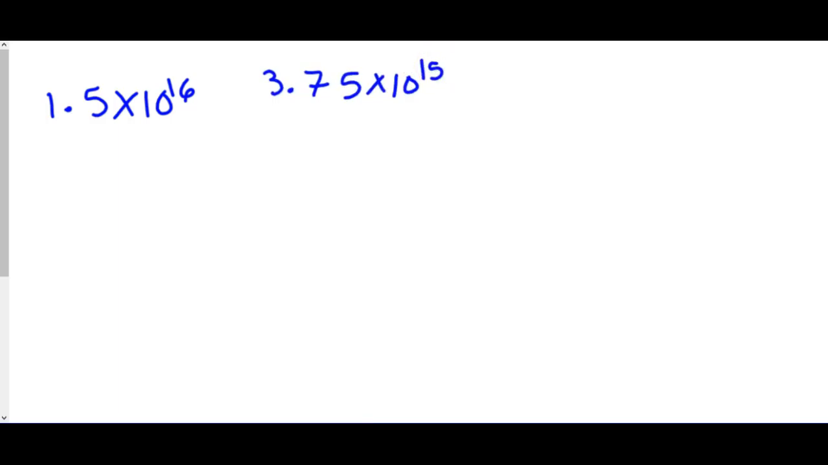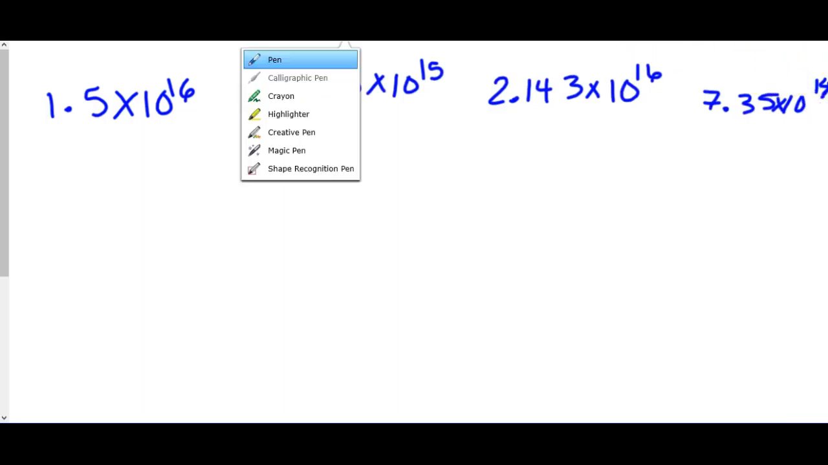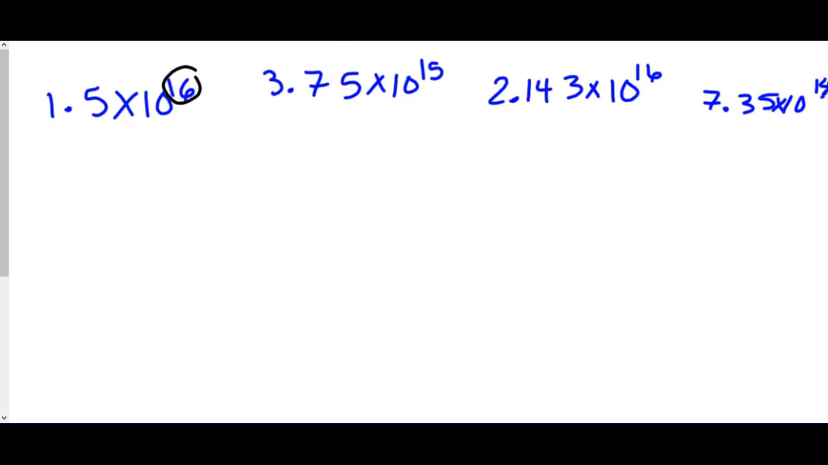We want to order them from least to greatest. So the first thing to do is to look at the exponents. The exponents can tell us right away what's smaller, what's bigger. So the smaller your exponent is, the smaller your number is. The bigger your exponent is, the bigger the number is. So our exponents are 16, 15, 16, and 14 over here.